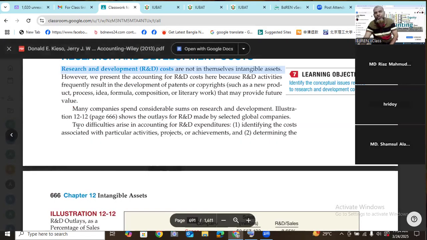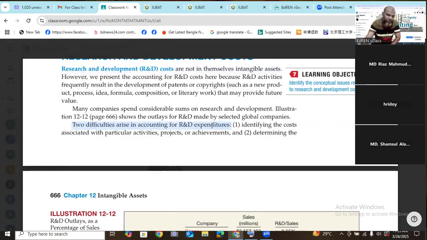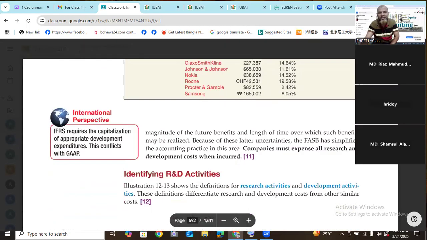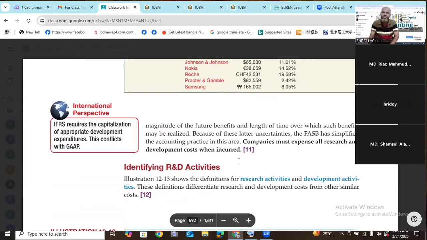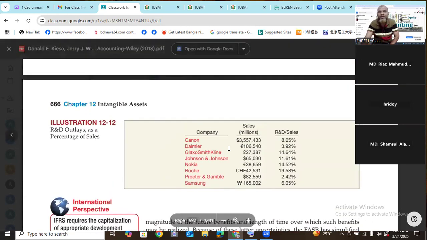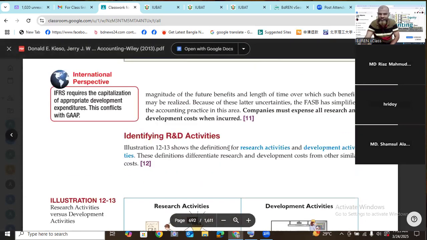So there are two difficulties that arise in accounting for research and development expenditure. What are these? Identifying the cost associated with the particular activities, project, or achievement, and then determining the magnitude of the future benefit and the length of time over which such benefit may be realized. These two problems accountants are facing for research and development.